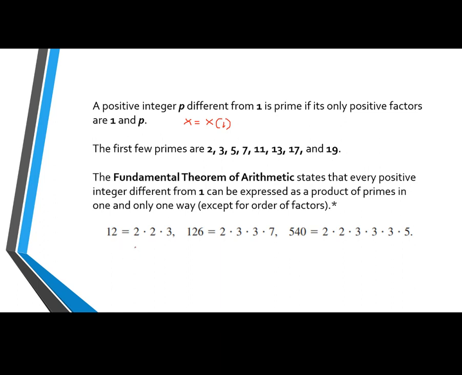12 can be written as 2 times 6, no? Then the 6 can be factored, that is 2 times 3. So every positive integer different from 1 can be expressed as a product of primes in one and only one way.